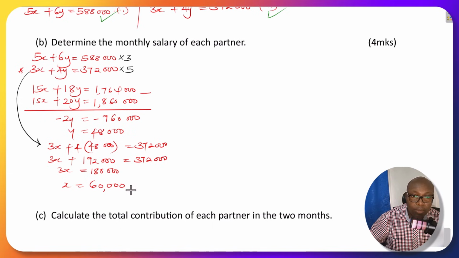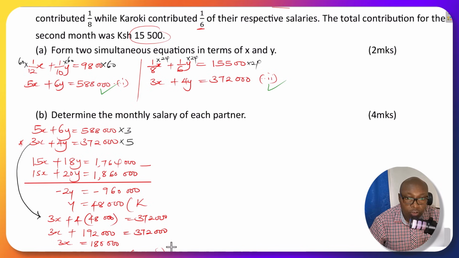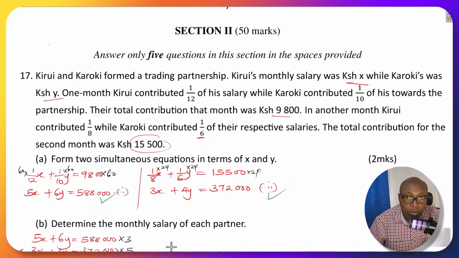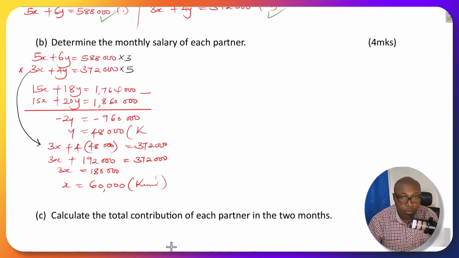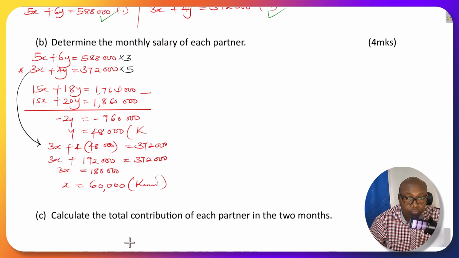So now this is the monthly salary of Kirui. So this is Kirui, and then this is, let me see, I forgot the names, Kirui and Karoki. Oh, the first one was Kirui. This is supposed to be x. Kirui's is x, yeah, Kirui, then Karoki is y. So that is what you're supposed to do.